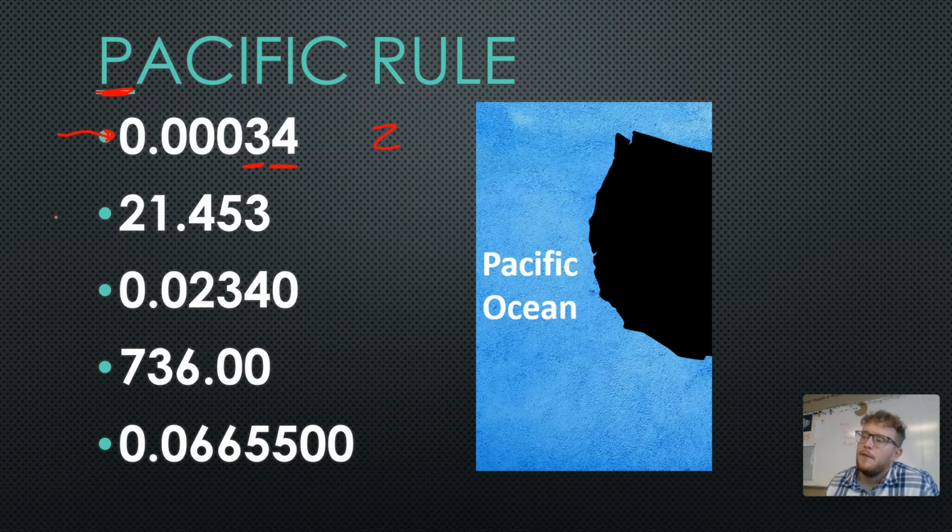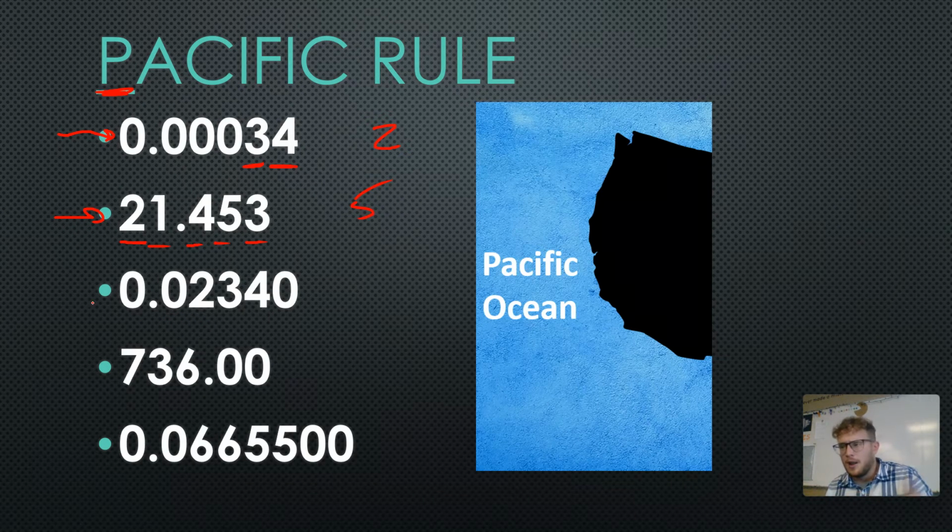21.453. From left to right, I'm going to move, okay? I go until I hit my first non-zero digit. Well, it's right off the bat, this 2. So this makes it easy. That 2 and everything after that, I don't care what it is, is significant. So how many significant digits are in this number? 5. All right, let's do it again.